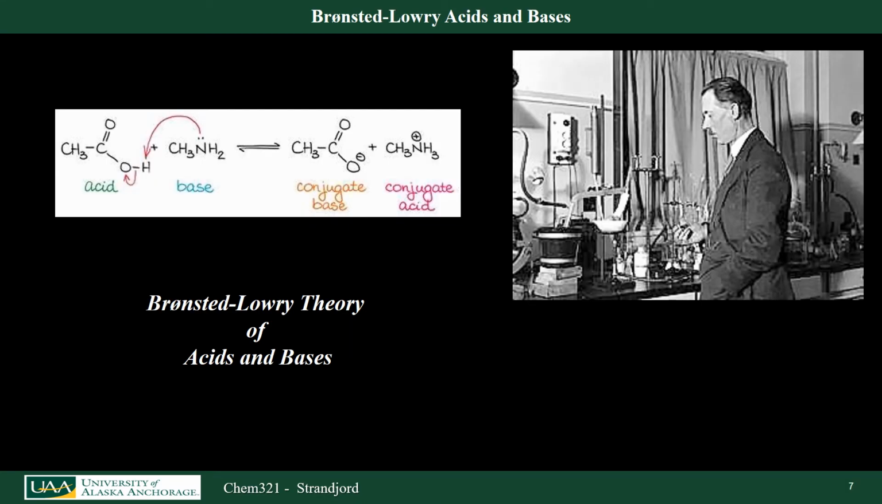Let's now take a more in-depth look at the Bronsted-Lowry theory of acids and bases. It turns out there are many organic molecules where a proton can be transferred. For example, if I have a carboxylic acid, it has a proton on it that I could lose. If I have an amine, it has a lone pair of electrons that can act as a base, so I can actually do a Bronsted-Lowry acid-base reaction in organic chemistry.